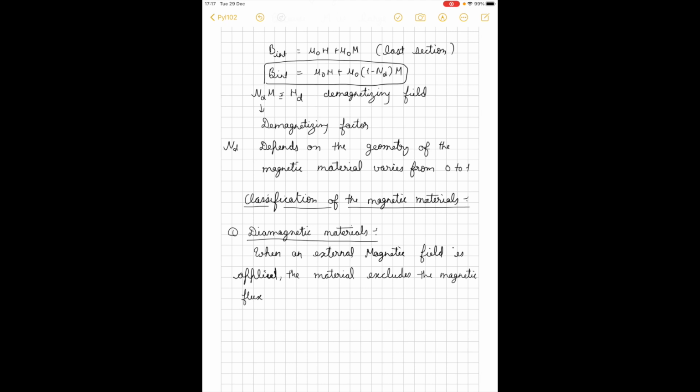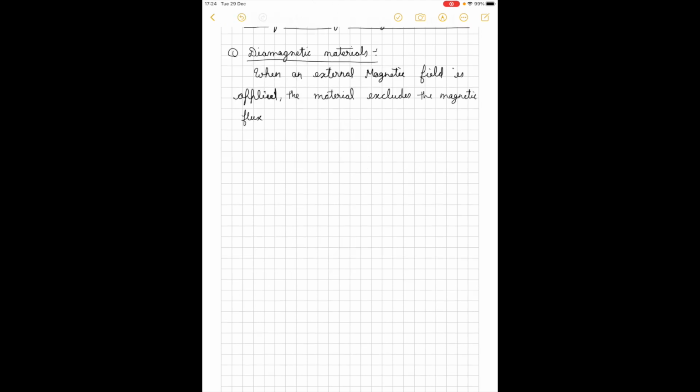Okay, so the examples are metals, inert gases, and organic compounds.